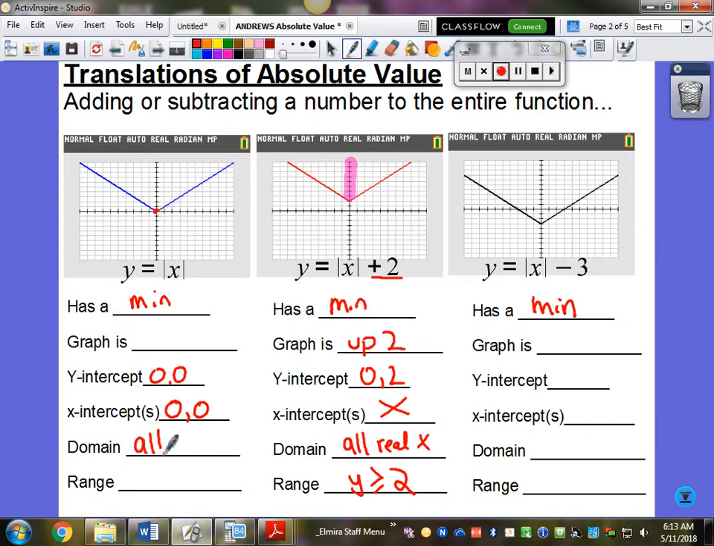Domain stays the same, all real x. And the range here was y greater than or equal to 0. So you can see that the vertex and the range are related.